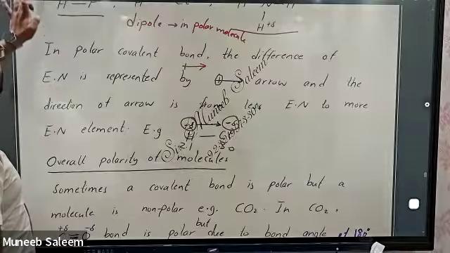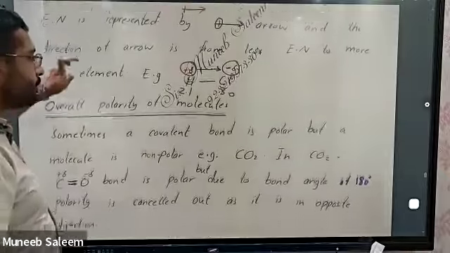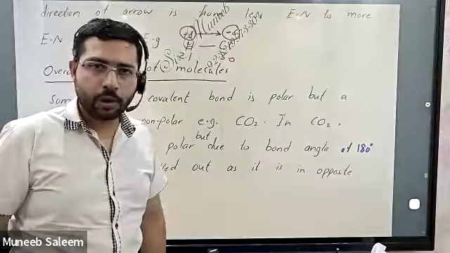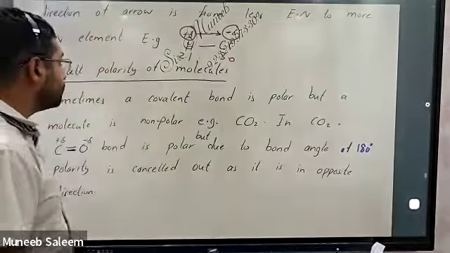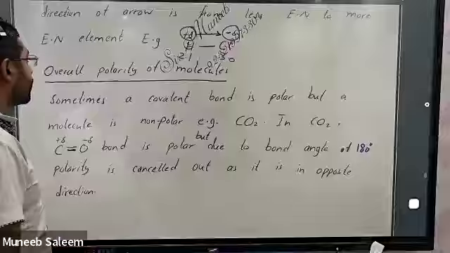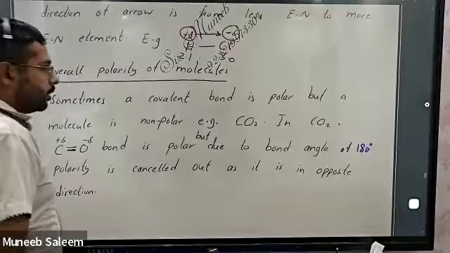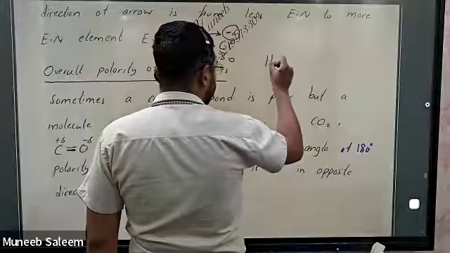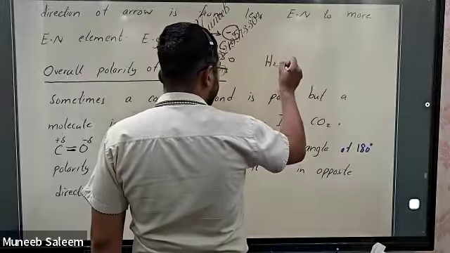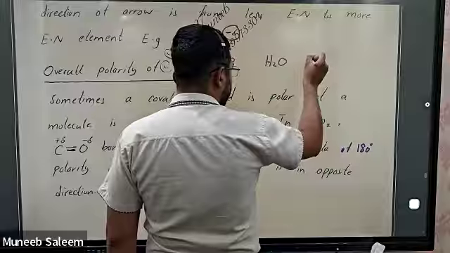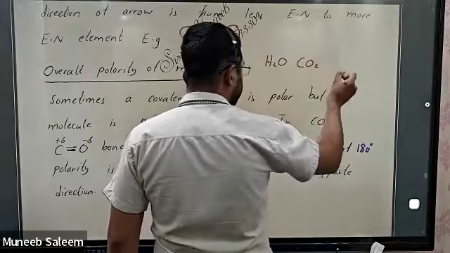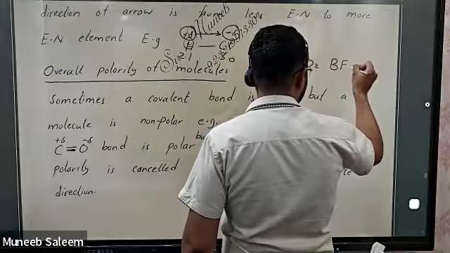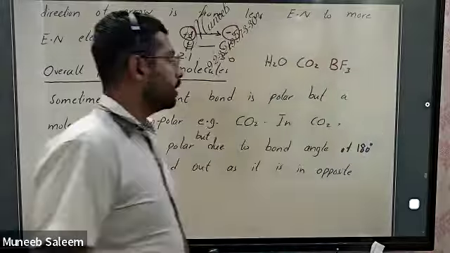Now we will also go through some of the examples in which we will see how the polarity of the overall molecule is measured or identified. Overall molecule means whether water is a polar molecule or not, whether carbon dioxide is a polar molecule or not, whether BF3 is a polar molecule or not. How would you know that?